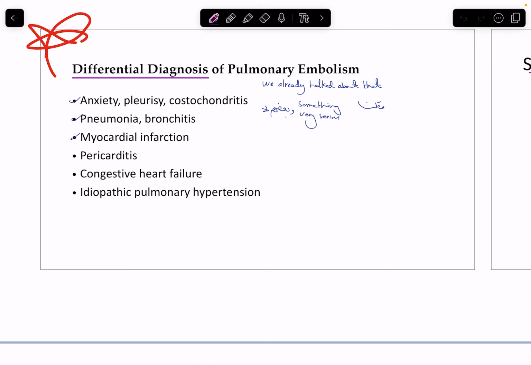It further risk stratifies. So usually your low risk Wells, put low risk here, where D-dimer is indicated. Then you decide, oh no, I'm going to do a PERC rule, and if this is negative, I'm not even going to do a D-dimer. I can send you home. Make sense?